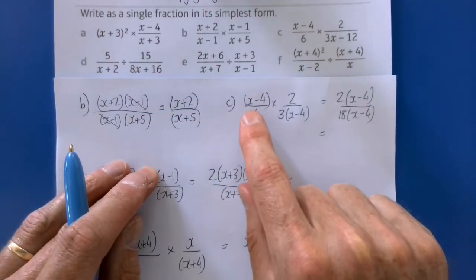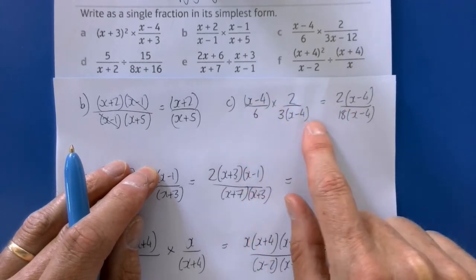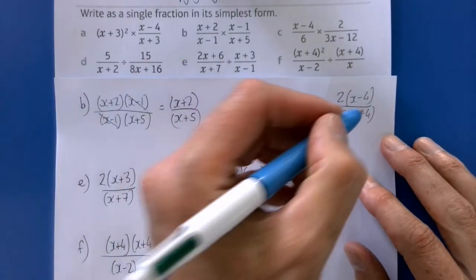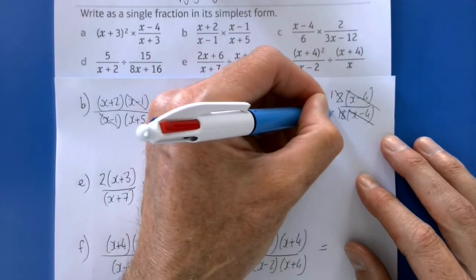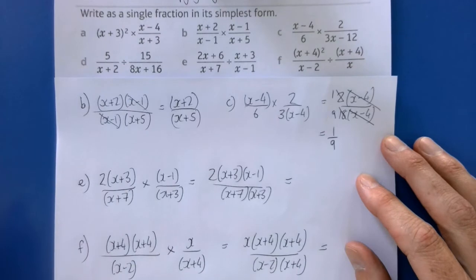So this one, I've multiplied that, 6 and 3 is 18, the brackets cancel out, and the numbers do as well. I can divide them both by 2, so you just end up with 1/9.